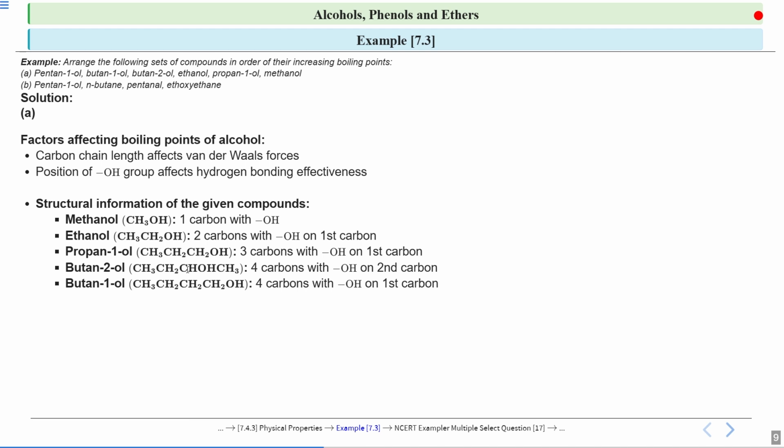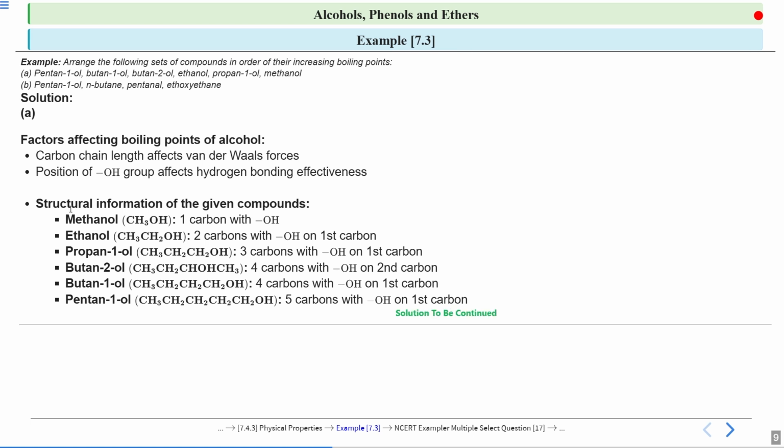Next is butane 1-ol. Butane 1-ol means 4 carbon atoms, and 1-ol means the OH group is attached to the first carbon. So 4 carbons with the OH group on the first carbon. Pentane 1-ol means there are 1, 2, 3, 4, 5 carbon atoms, and 1-ol shows that the OH group is attached to the first carbon. So 5 carbons with OH on the first carbon. This is the structural information given to us for the compounds.